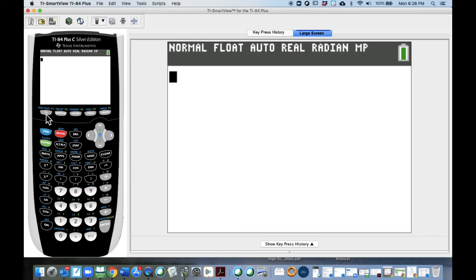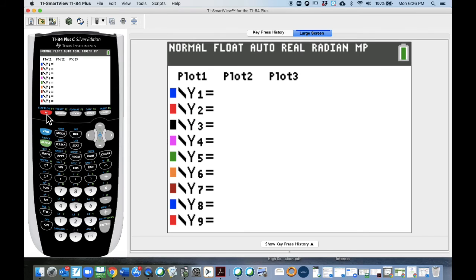And then we're going to go to the y equals. And we are going to put in that equation that we had. That was 0.1 times the cosine of pi times x. Okay, once we get that into our y equals, first step I want to do is look at the table. So to go to the table, you go to second table.